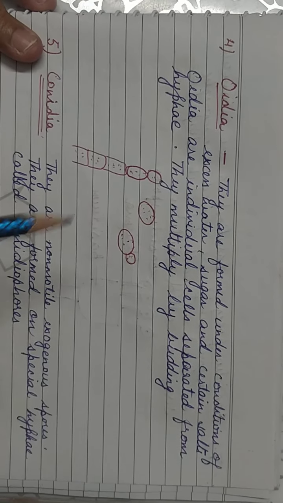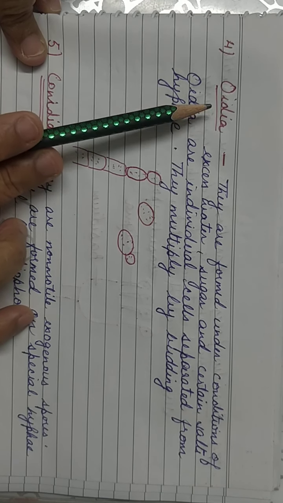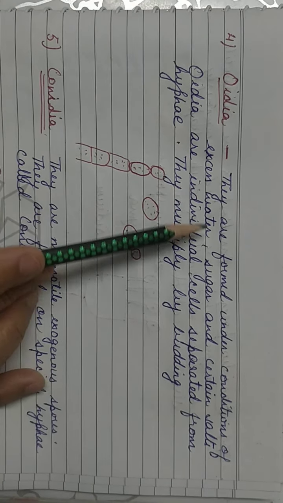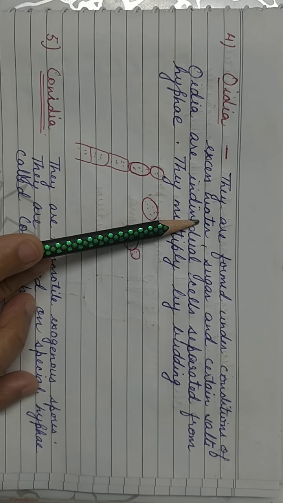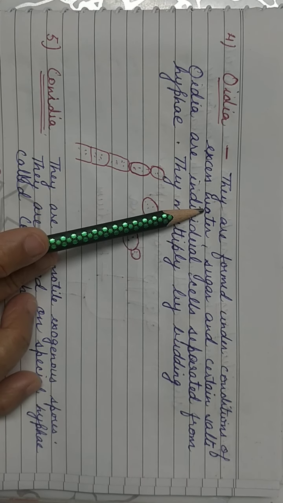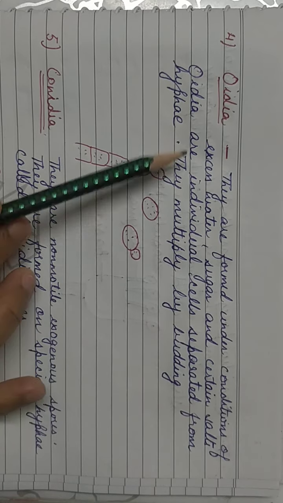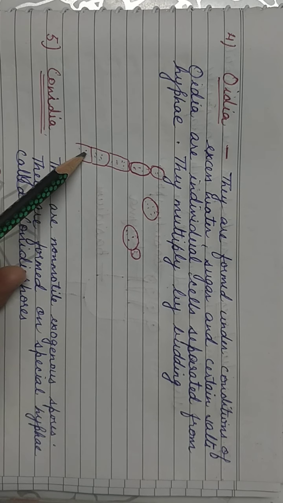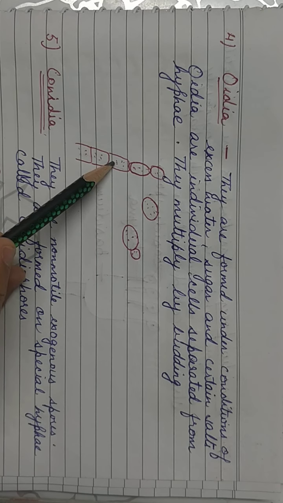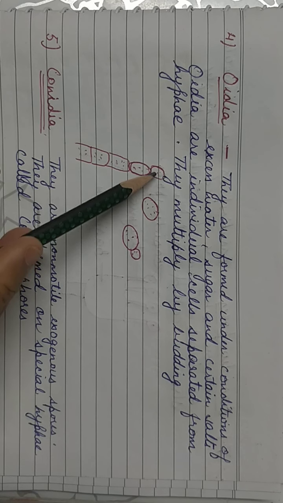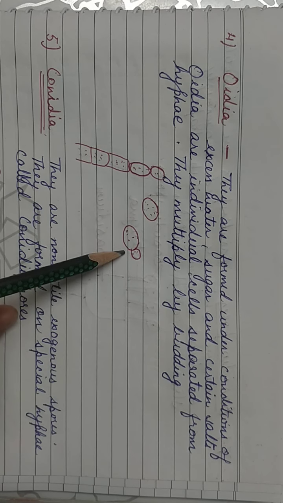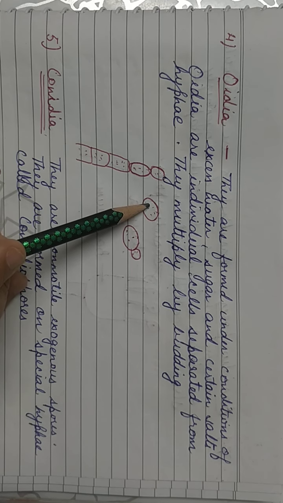Now the fourth type of spore is oidia. These spores are formed under conditions of excess of water. See children, it's not always that spores are formed whenever there is unfavorable condition. Even if there is excess water, excess sugar, excess salt, then this type of spores are formed. Now this is the hyphae. These cells of the hyphae round off and start acting as spores, and whenever they have to multiply, they multiply by the process of budding. So this is known as oidia.